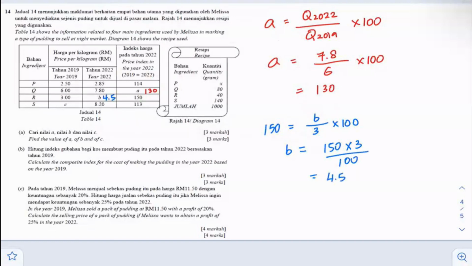4.5 here. C is the Q 2019 for ingredient S. So we have the index for ingredient S is 113 equal to 8.2 divided by C multiplied with 100. So C will be equal to 8.2 divided by 113 multiplied with 100. And you will get 7.26. So C equal to 7.26.